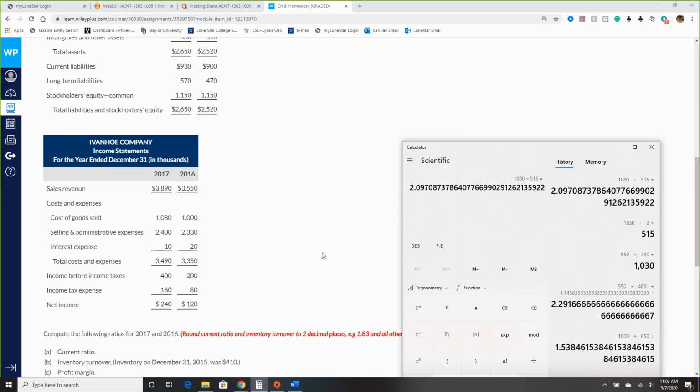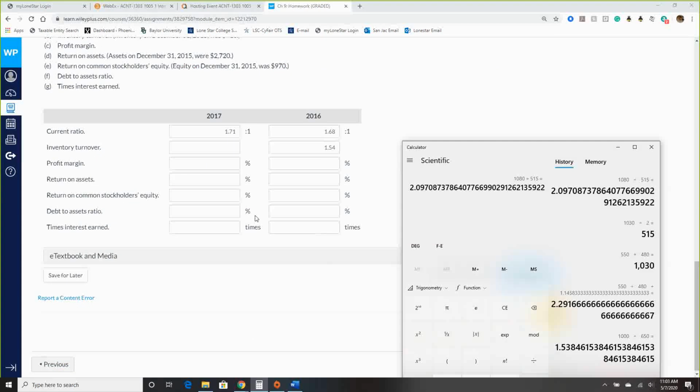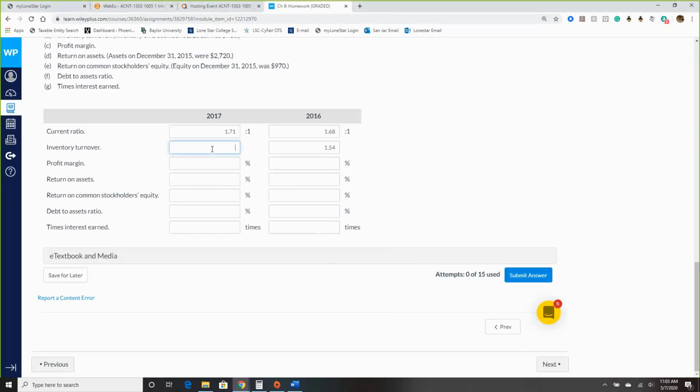So we got 2.9 or 2.0 or 2.1. Sorry. 2.1. Okay.